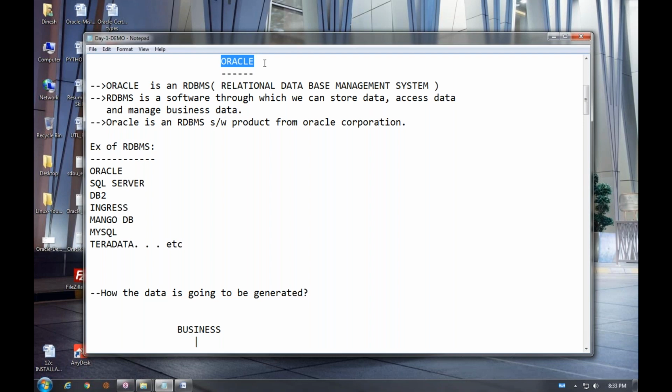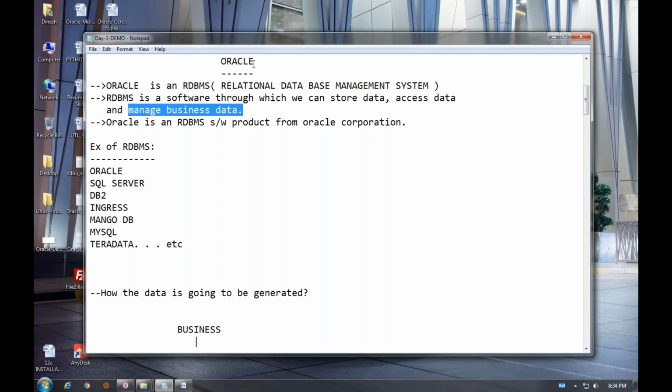RDBMS is useful to store your data, and we can access data from RDBMS, and also we can manage our data in RDBMS. Again, what is the use of RDBMS? In any RDBMS, we can store our data. We can access data whenever we need information, and we can manage our data within the database.